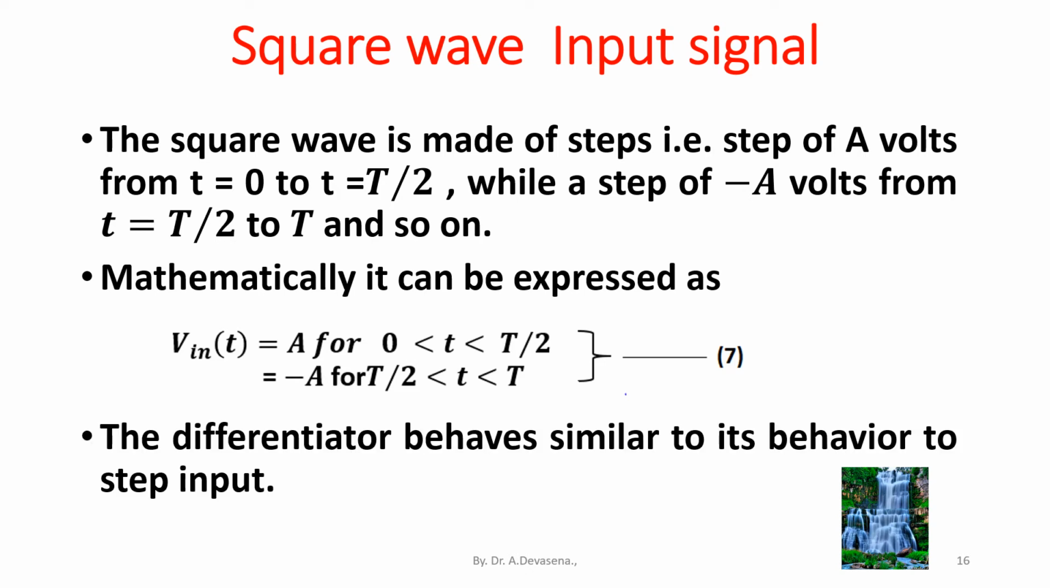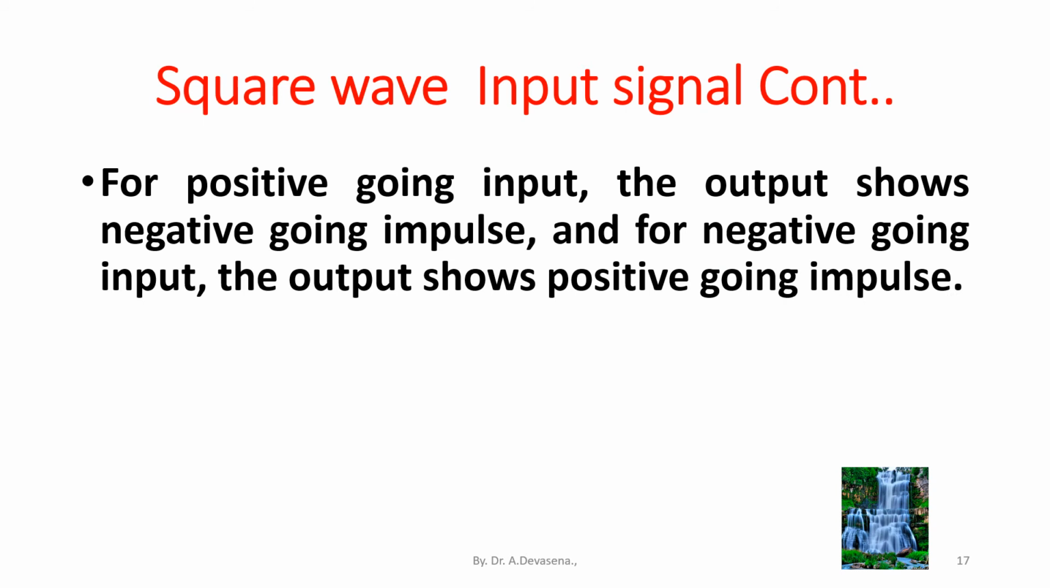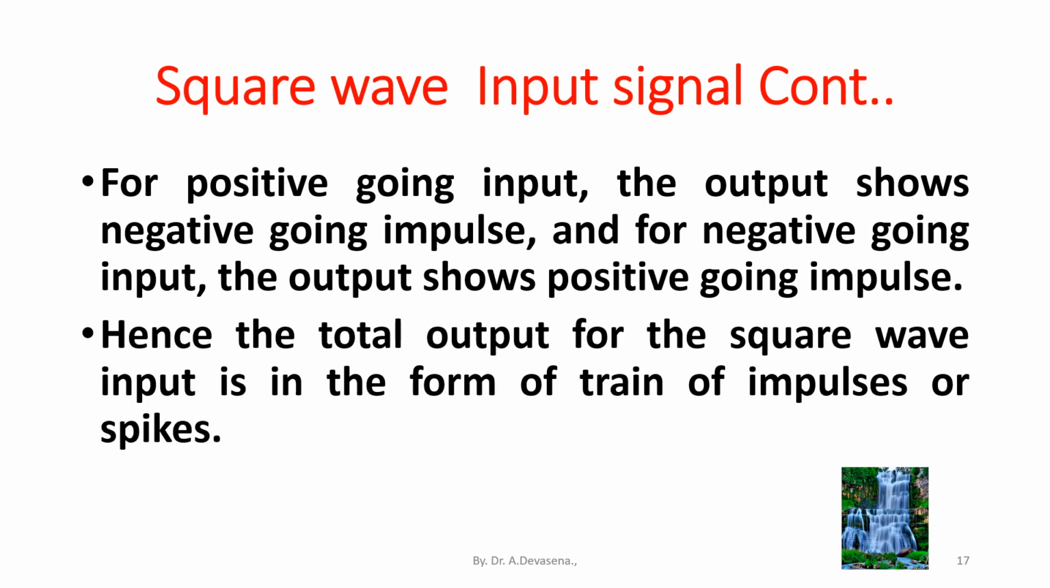The differentiator behaves similar to its behavior to step input. For positive going input, the output shows negative going impulse, and for negative going input, the output shows positive going impulse. Hence, the total output for the square wave input is in the form of train of impulses or spikes.